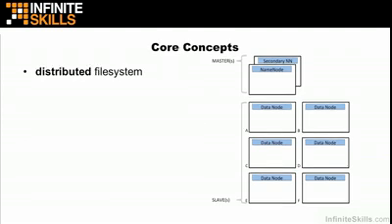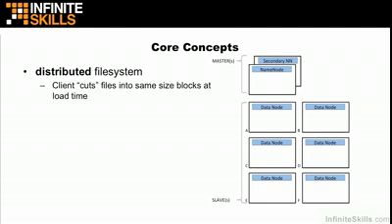Looking again at some more core concepts, HDFS is again a distributed file system. The clients will cut files into the same size blocks at load time. This is what's known as the block size. By default in Hadoop, that's set to 64 megabytes, but we recommend changing it to 128 megabytes. Like almost everything in Hadoop, the user has complete control over this, and some users may even want to go higher than that 128 megabyte block size.